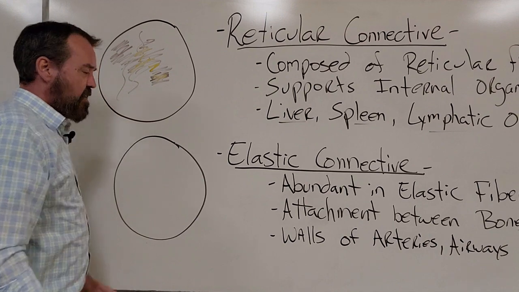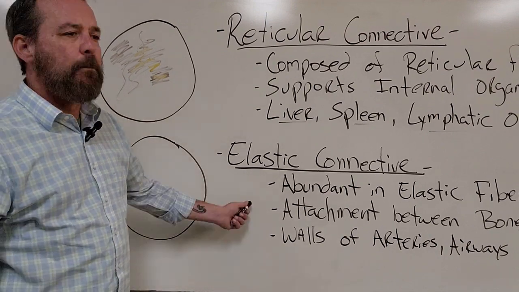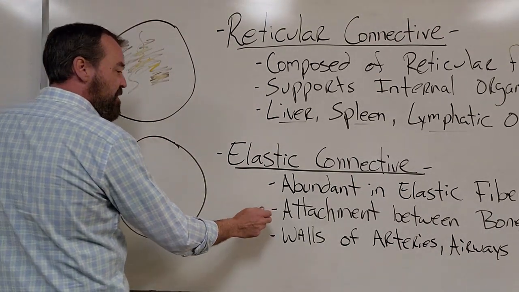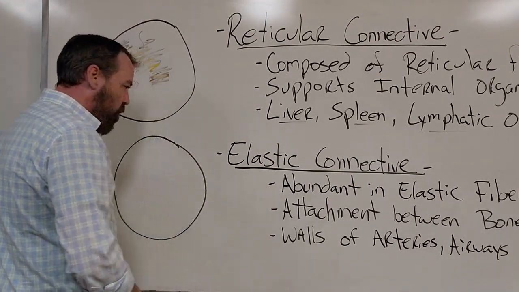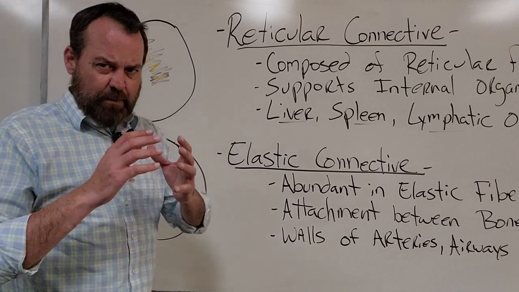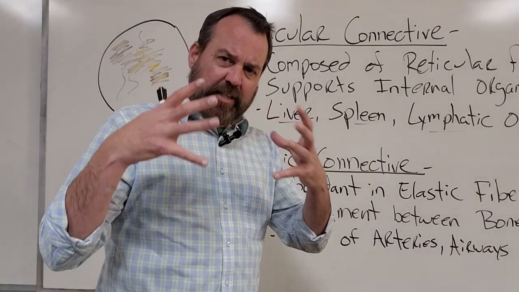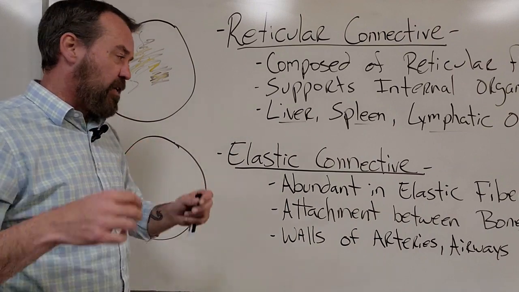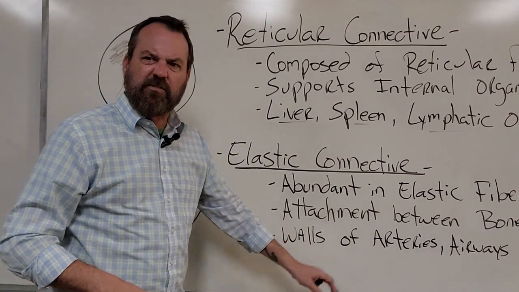Elastic connective. So elastic connective is abundant in elastic fibers. That was another type of our connective tissue fiber. We find this between bones and in the walls of arteries, airways, or the heart. Any place where we need a little bit of give with that tissue, we're going to fill it up with elastic connective, just so we have that stretch and pull, especially in things like the walls of large arteries.